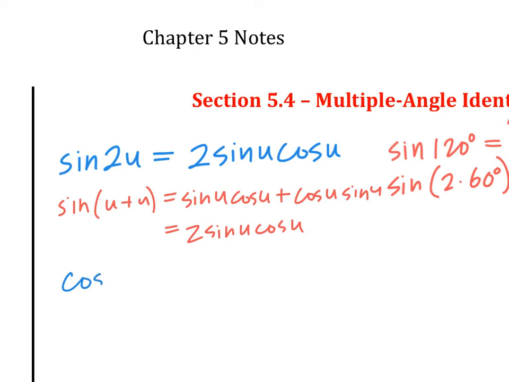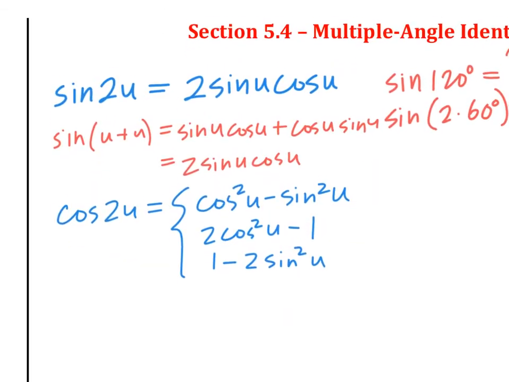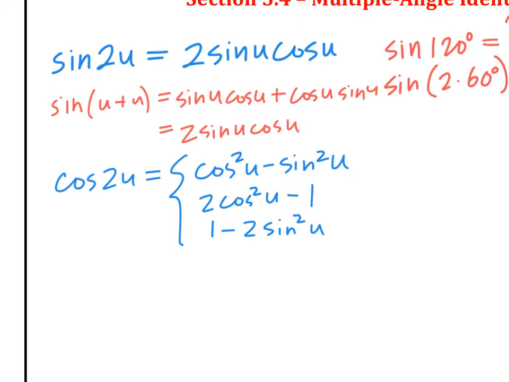Okay, cosine formula is similar. Cosine formula, there are 3 versions. I'm going to show you how to get to all of them from the sum formula, and it's very, very easy in case you just forgot. Cosine squared minus sine squared, 2 cosine squared minus 1, and 1 minus 2 sine squared. All right, let's derive it from the sum formula. Cosine 2u is the same thing as saying cosine of u plus u.